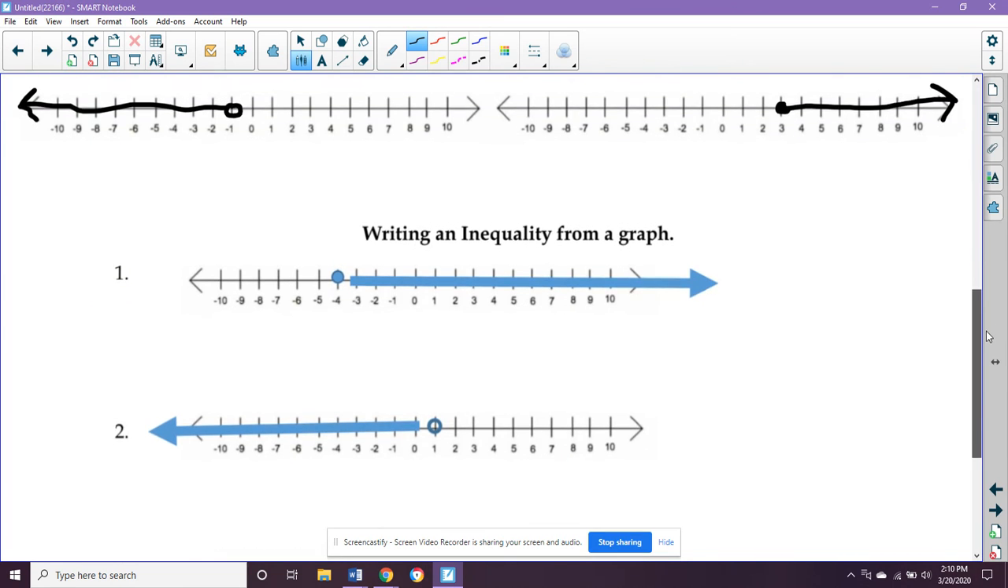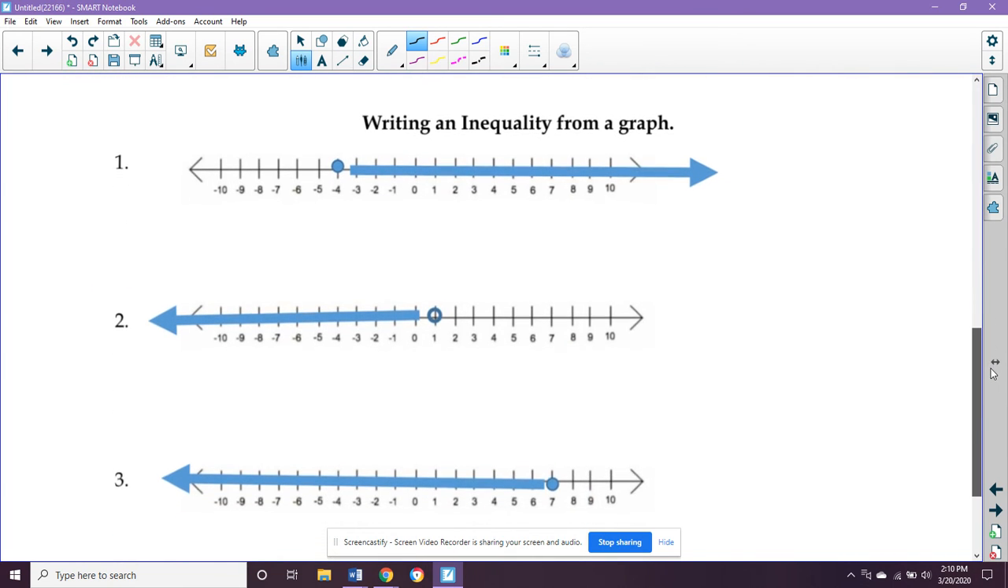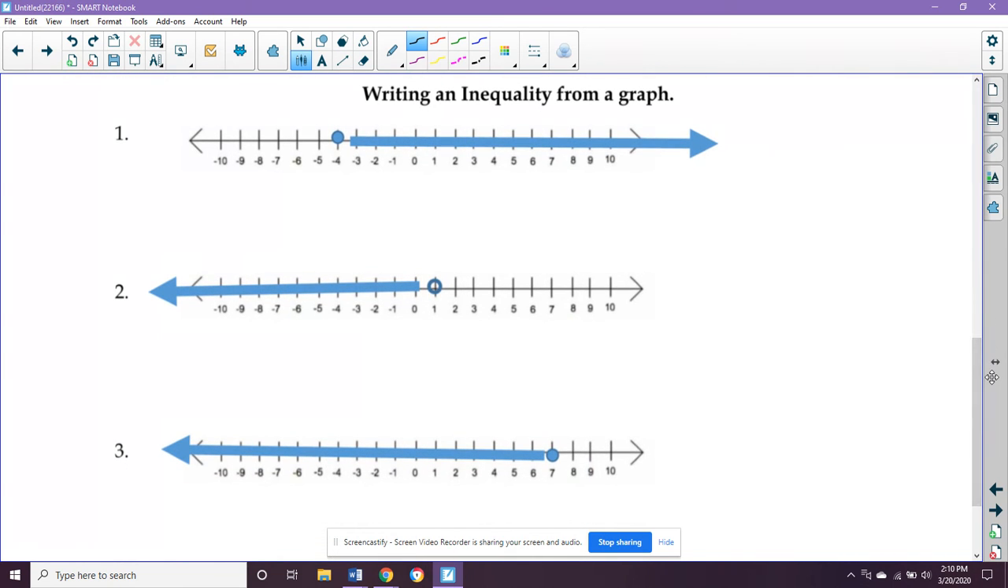The last type of problems we're going to look at is when you're given the graph and you have to write the inequality. So we start off with a skeleton. So we start off with X, and then we start off with the number, -4. Then we determine which direction the arrow is pointing. The arrow here is pointing to the right, so the inequality goes to the right. So this is a greater than statement.